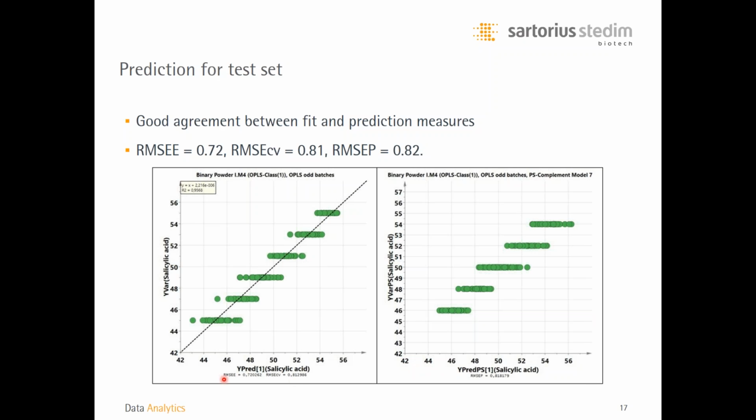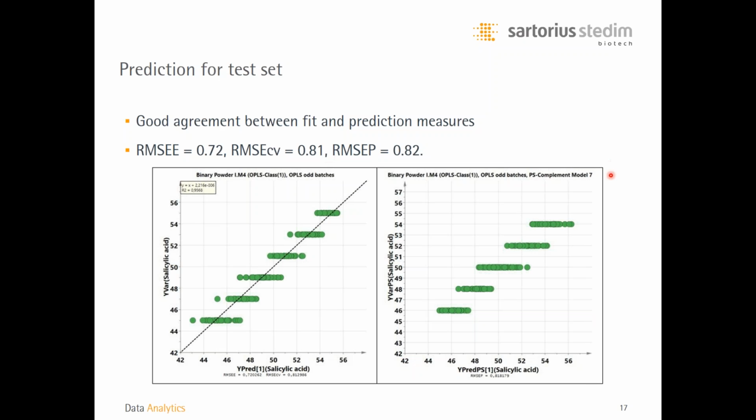We have a couple of statistics in the footer of the different plots summarizing the fit and the predictivity, and these are the so-called root mean square error of estimation statistics, root mean square error cross-validation statistic, and the root mean square error of prediction statistic, and they are also summarized up here. And what is particularly encouraging is the similarity of the cross-validation counterpart and the external prediction statistic. They are very similar, suggesting a very good and well-founded model.